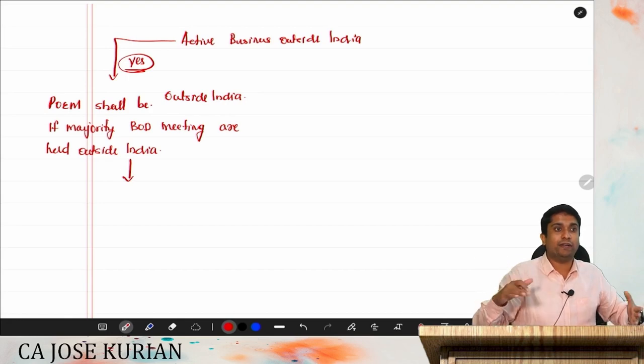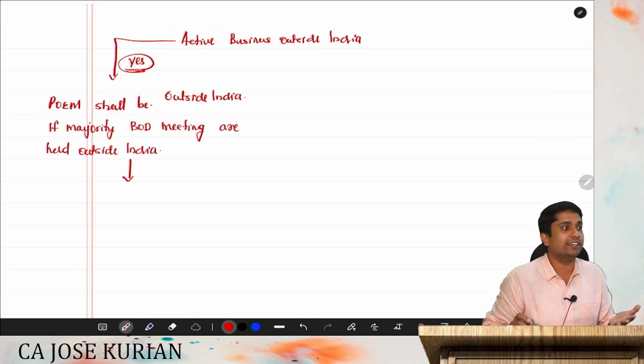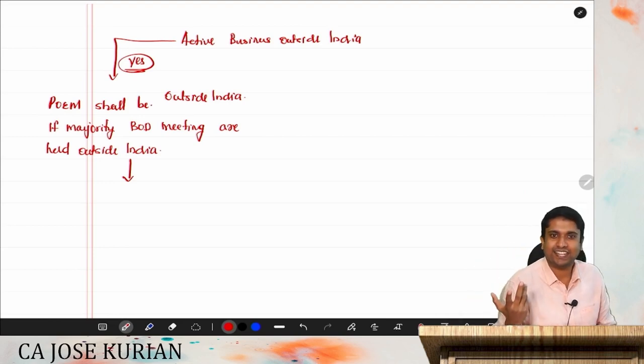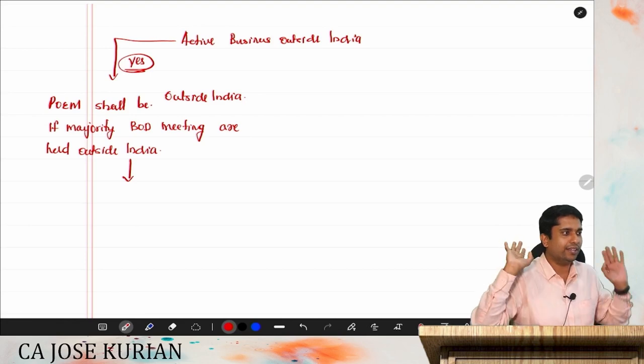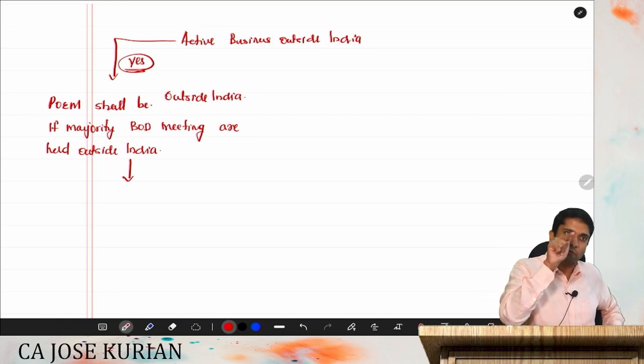Say majority board meetings are in UK. You are not supposed to write POEM is in UK. It is like the Indian government is giving something to the UK: Hey, UK government, come here, you take the POEM. Can we say things like that? No, we can only say our things. We can take the POEM or we can leave it. That's it. Don't say that POEM is in your country, you take it. That's not possible.